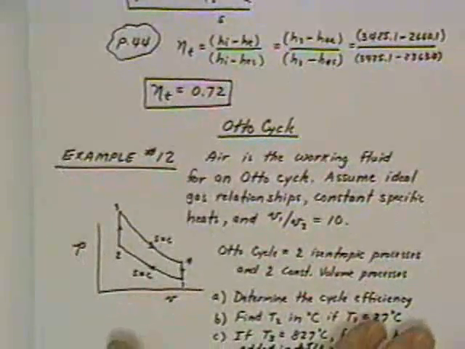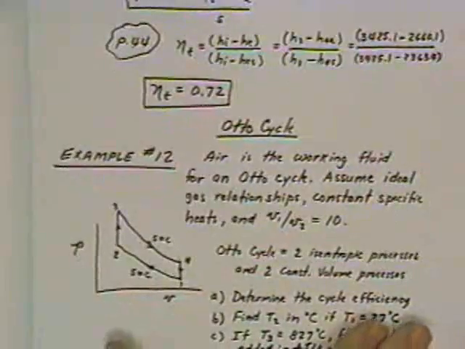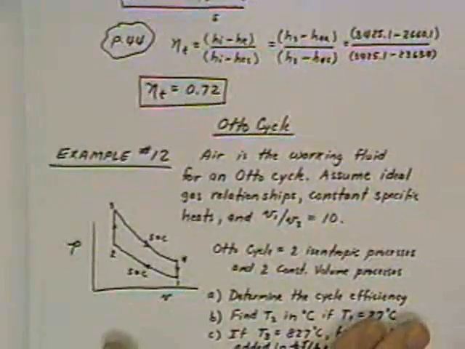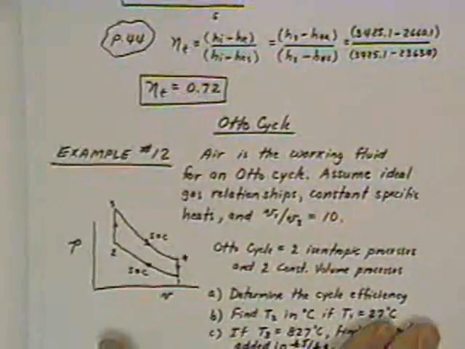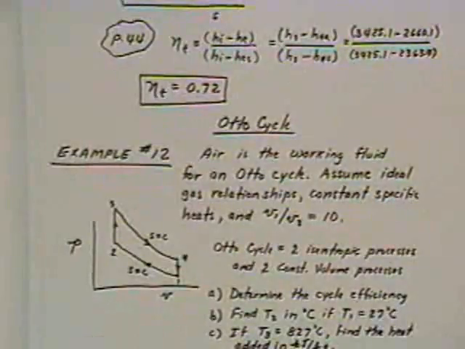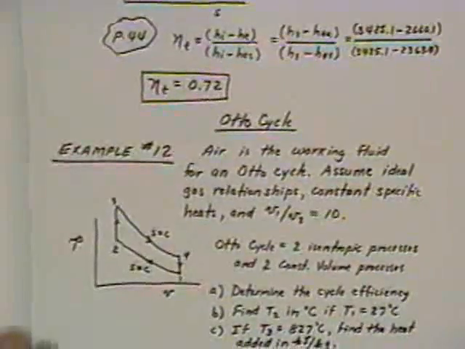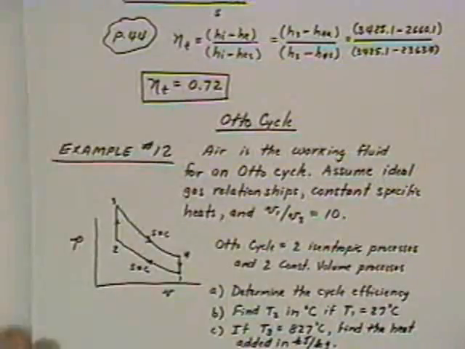Our example here, example 12, we're still on page 22. We've got air as the working fluid for an Otto cycle. We want to assume ideal gas relationships, constant specific heats, and a compression ratio of V1 over V2 equal to 10. Now, I've sketched in the Otto cycle here, the four parts of the Otto cycle, the four processes.